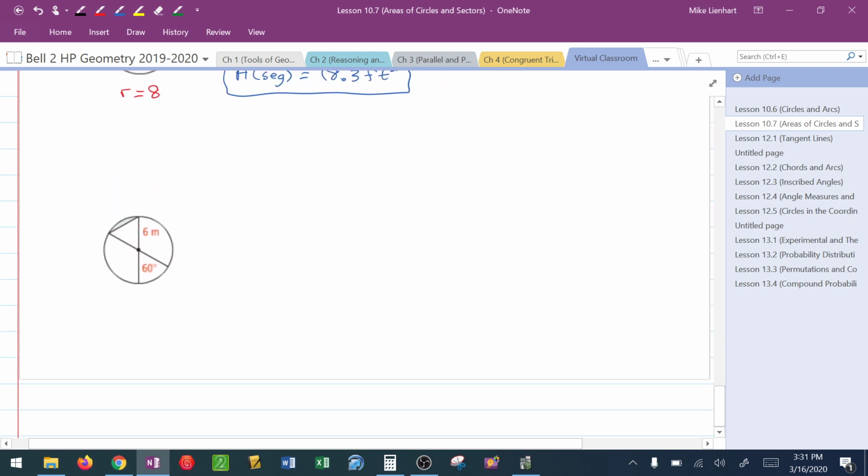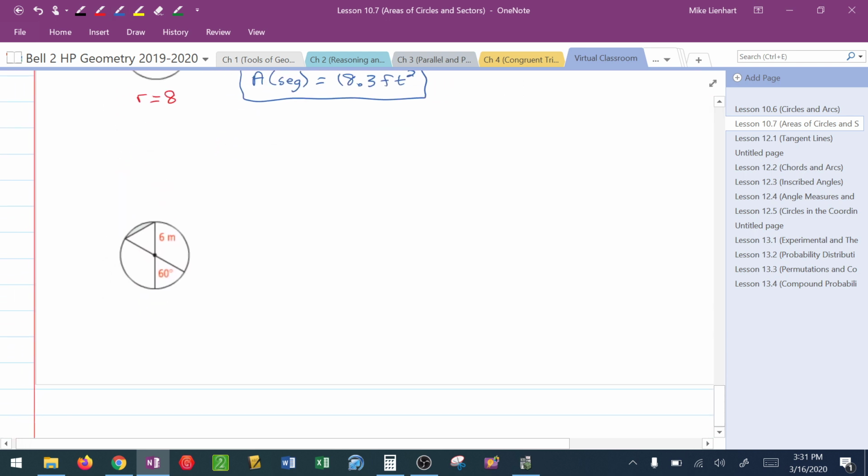One more here, and then we'll call this lesson done. All right. So if they give me that this angle down here is 60, I know that this angle is 60 because vertical angles are congruent. I see that they want me to find the area of a segment. So the area of a segment is the area of the sector minus the area of the triangle. All right. I notice there's no right angles in the triangle, so I'm going to have to rely on that trig formula for the area.